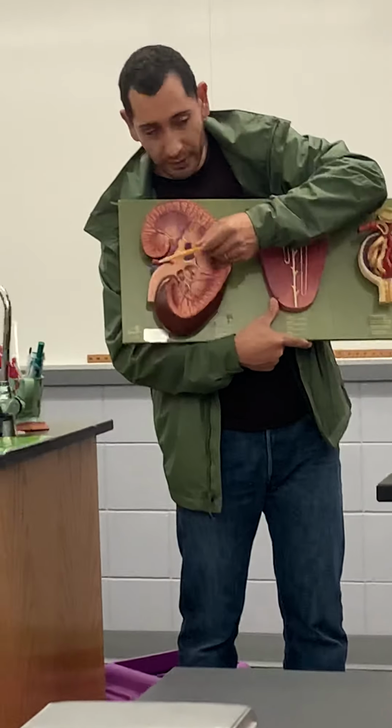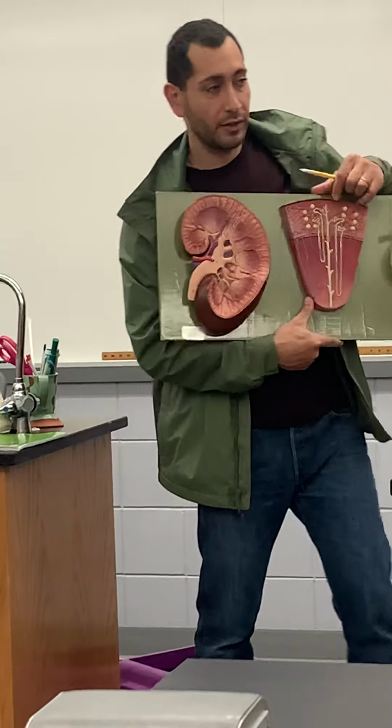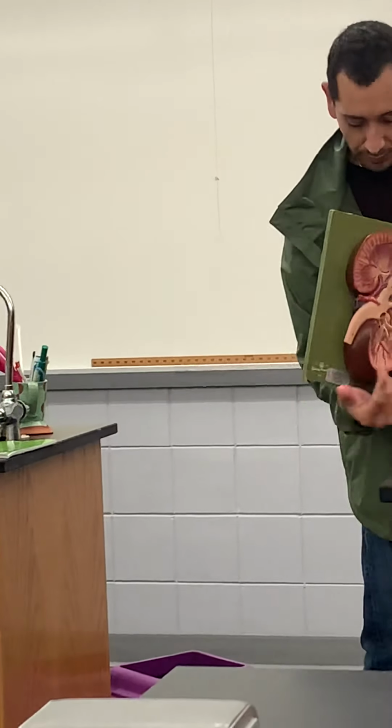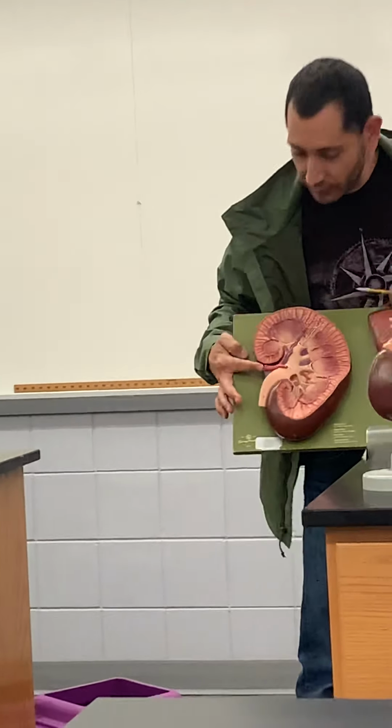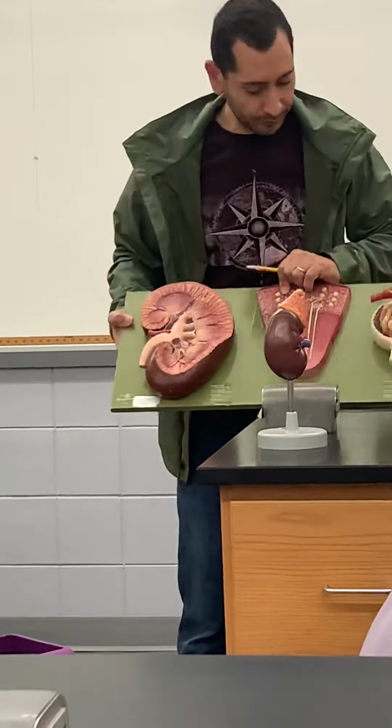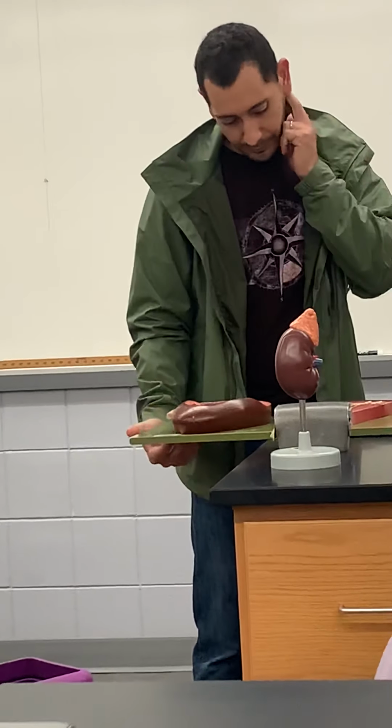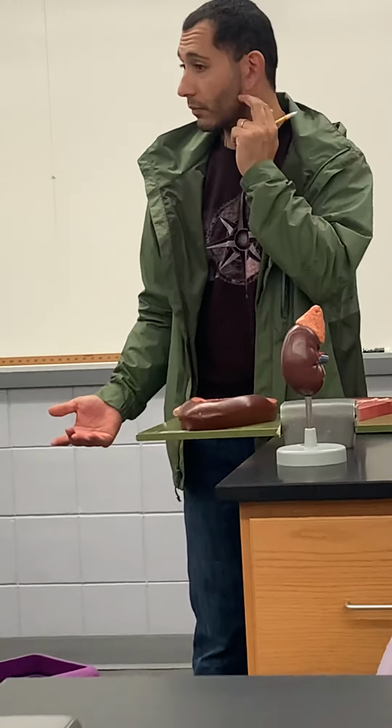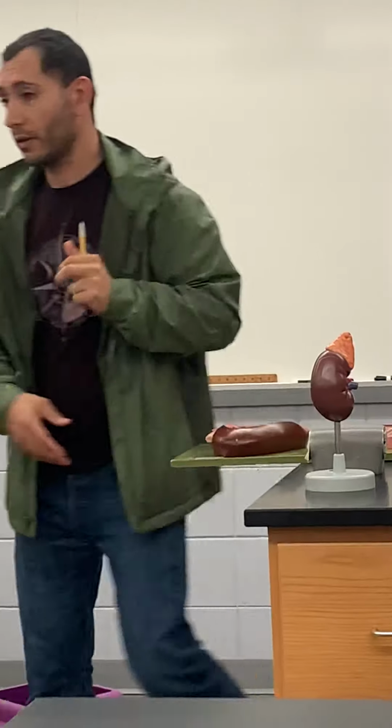And then the red is your renal artery. The blue here is your renal vein. That's it. Good lab. Are you going to post a list of all the terms?